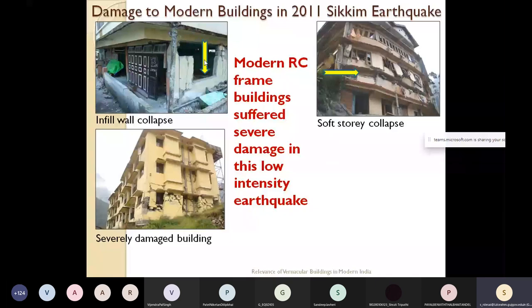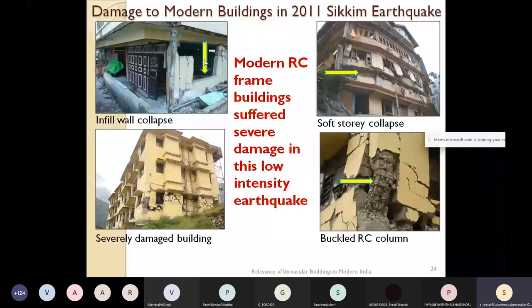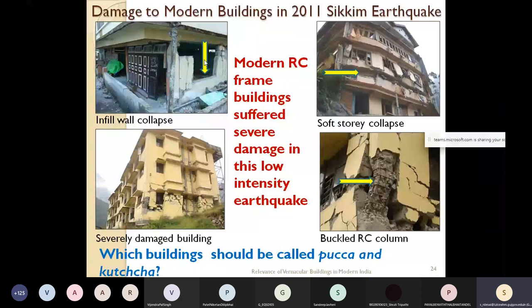And here is a building of the Indo-Tibetan Border Police, ITBP. This is an engineered building. The above two are definitely non-engineered buildings, but this one is engineered. And look at the distress. I'm sure they have demolished this building. And the whole issue is, which are pakka and which are kacha? We are so strong on this pakka and kacha feeling. We feel that pakka is permanent, kacha is not permanent, pakka is safe and kacha is not safe. But what would you ultimately deduce based on these buildings?